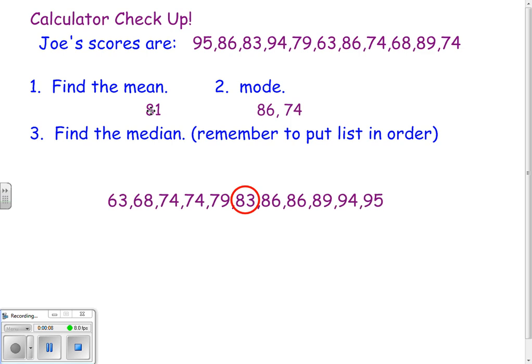Just a quick note on this checkup. Joe's scores in this situation are bimodal. There are 2 modes, and it's perfectly fine.